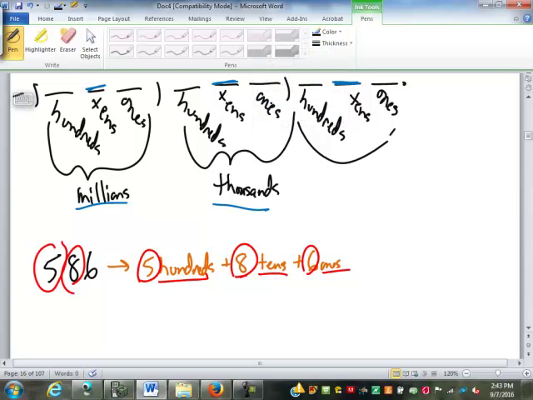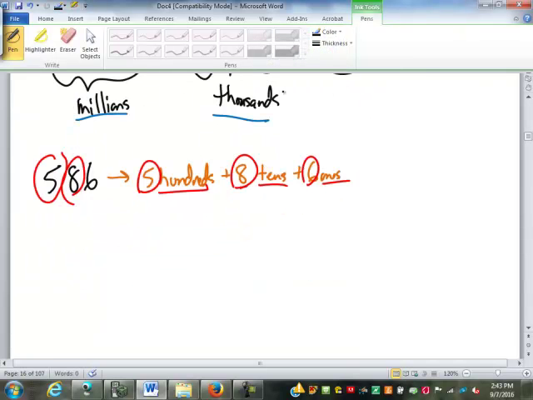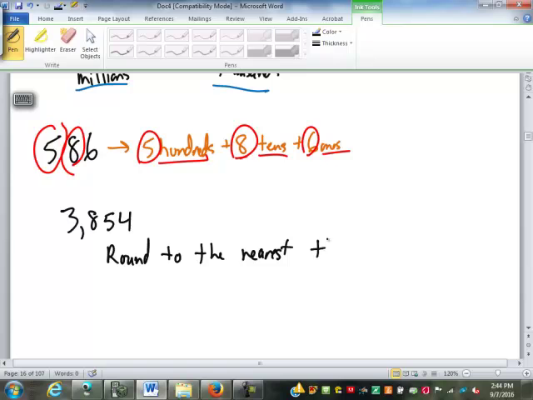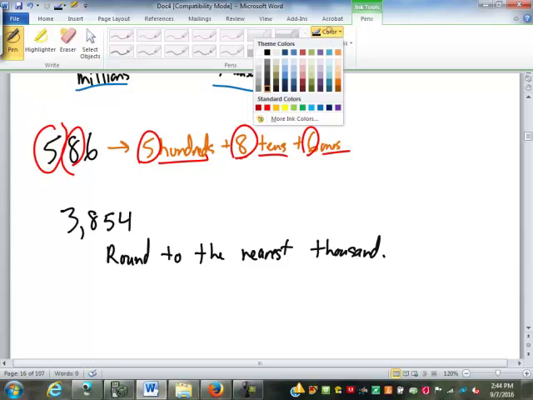Now another thing those place values are good for is when we go to round. Again, I'm not going to dwell on this very long, but let's look at 3,854. If I give you that and ask you to round to the nearest 1,000. Of course, if I round that to the nearest 1,000, what's it going to be?